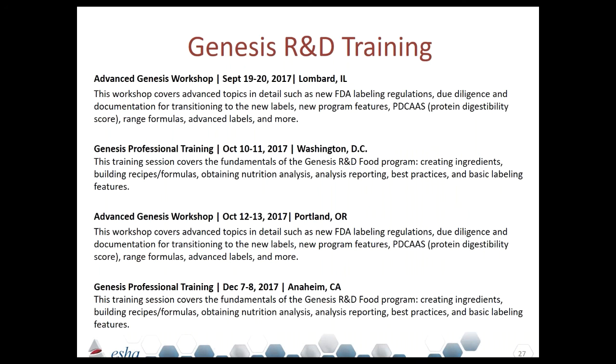If you guys out there that are listening are encouraged by what you're seeing and want to learn a bit more, especially about these new features, here are our remaining trainings that we have for the year. We've got an advanced workshop in Lombard in September in just a couple weeks, a Genesis professional training, as well as an advanced training, both in the same week. The professional is in Washington, D.C., and the advanced will be in Portland. That's the week of October 10th. And then one last Genesis professional training in Anaheim will be the week of December 7th and 8th. And if you'd like more information about that, you can contact training@esha.com.